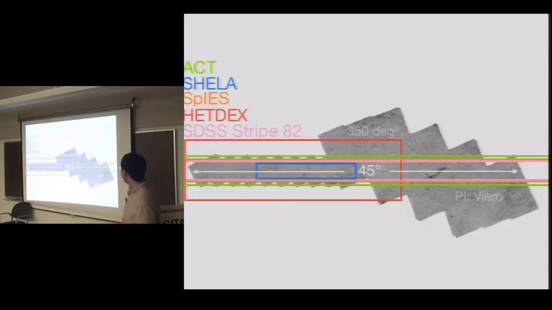The data that exists already and is going to exist, so we have ACT, of course, SHELA and SPIES, which are IRAC warm emissions, HETDEX, which should be starting next year.